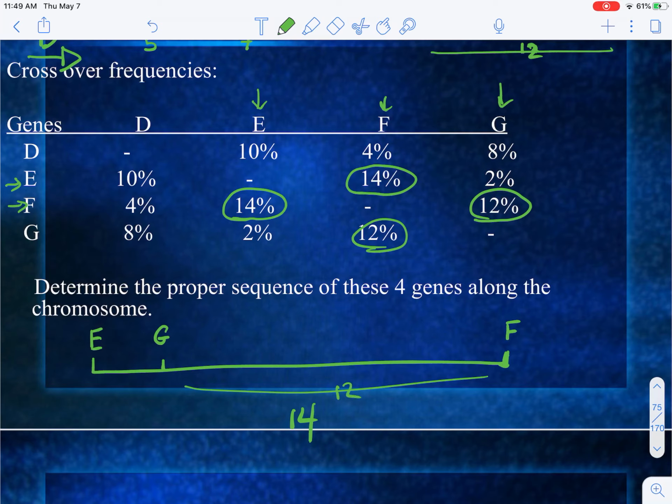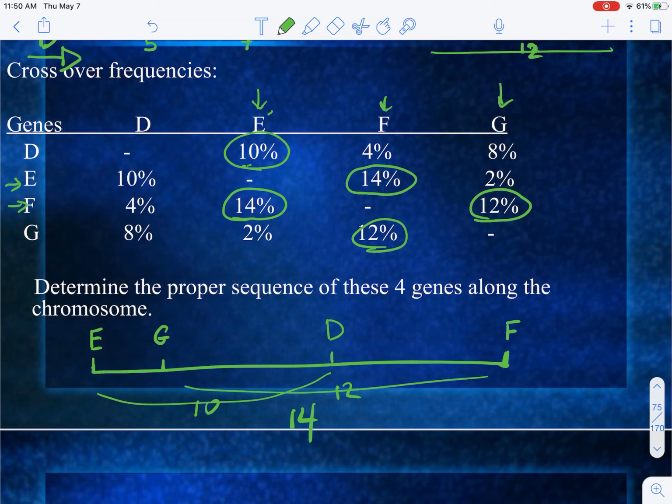So I'm going to go from F and say if this whole thing is 14, but G is 12 apart here, I know where to kind of eyeball it in. My next biggest number is the 10, and that's E and D. So we know that the whole thing is 14. E and D are 10 apart. That gives you a spot you can eyeball that one in.